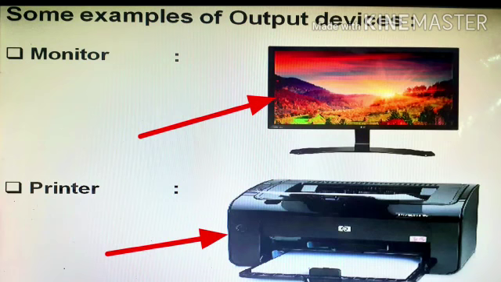Now next are some examples of output devices. First is monitor. We all know what is a monitor. Whenever we want to watch any movies, that time we use a monitor. Next is printer. Whenever we want any hard copy, whatever you are watching on the monitor screen, that time we use a printer.